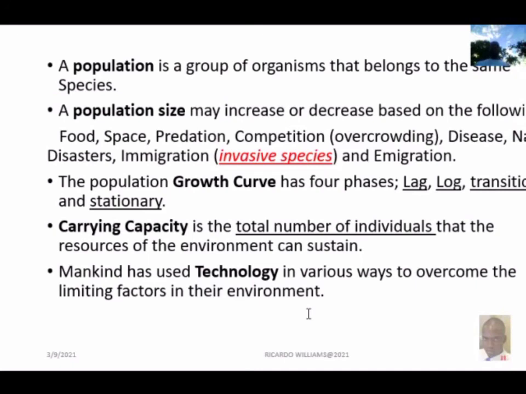We even use technology now to track hurricanes and natural disasters. We build buildings that are able to withstand earthquakes. We know where our volcanoes are, so we avoid those. So we have used technology, and we have now overcome all our challenges and our limitations.